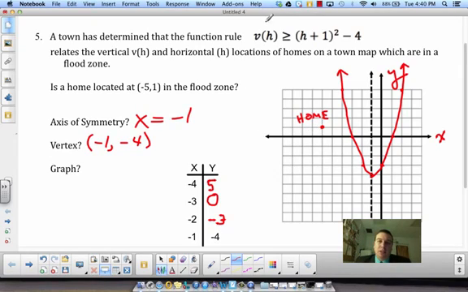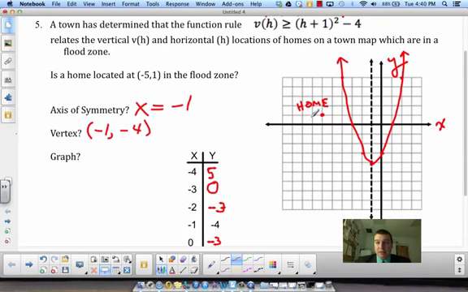So we want to figure out if this house is in that flood zone. How do I do that? Well, I substitute the values in. We've got -5, 1. So 1 goes here, greater than or equal to. -5 plus 1 would be -4. -4 squared is going to be 16. 16 minus 4 more is going to be 12. Is 1 greater than or equal to 12? No. So guess what? The home is not in the floodplain. So here we have a safe home, because that's not part of the flood zone.